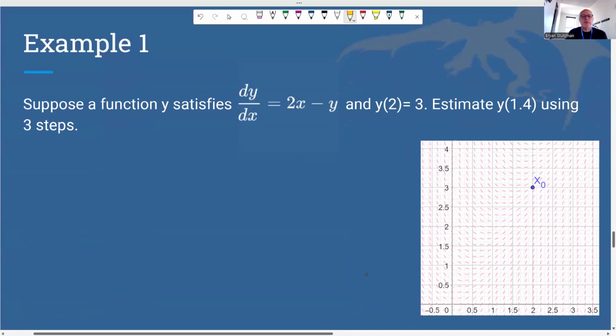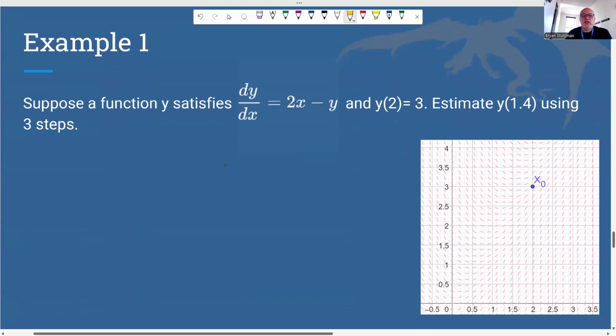So here's an example. dy/dx is equal to 2x minus y. I can easily calculate the slope at any point by taking 2 times the x value minus the y value. And I'm going to start at the point (2, 3). So you can see on my graph that I'm starting at the point (2, 3). That's my x0. Now, what you notice with all these little lines in here is that they show what the slope is using this calculation for every point.